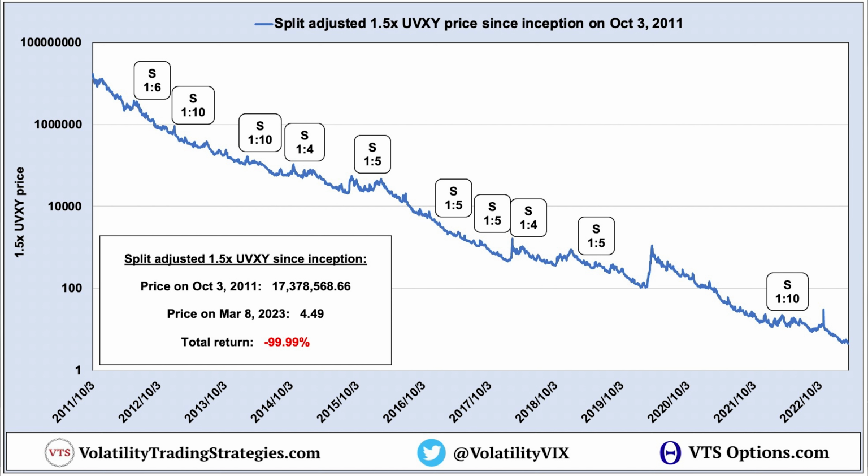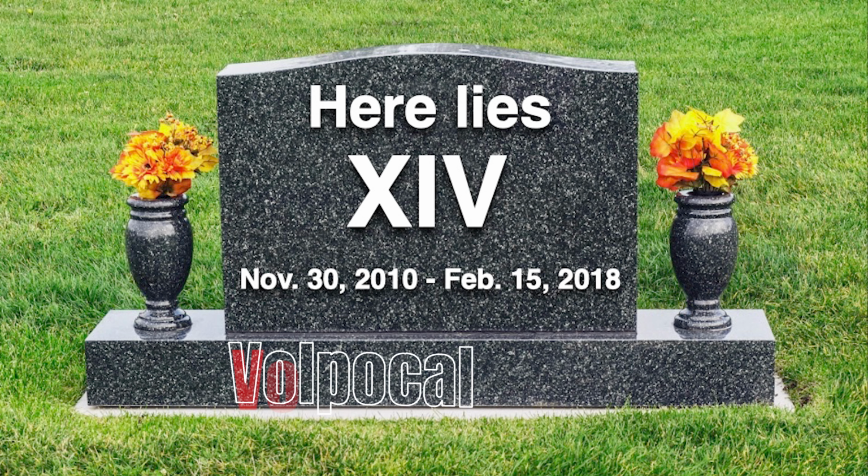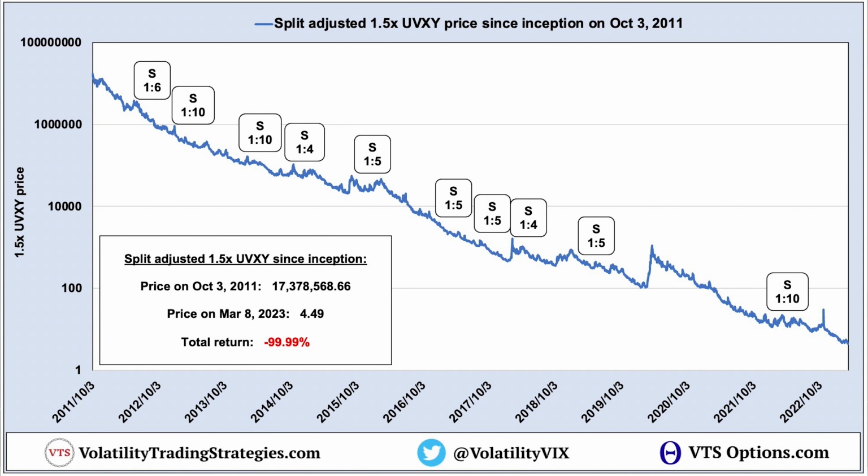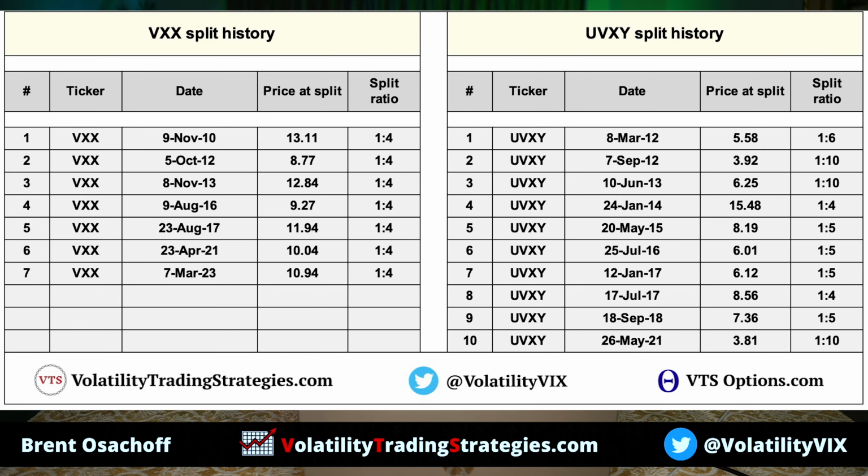This is a 1.5 times leveraged ETF, and before 2018, it was actually a 2 times leveraged product. The Volpocalypse event in February 2018 caused them to take that down to just 1.5 times. But this added leverage over the VXX means that it actually splits even more often and for larger amounts. This is the split history for UVXY, and we can see there's been 10 of them. 1-to-4, 1-to-5, even a few 1-to-10 reverse splits.